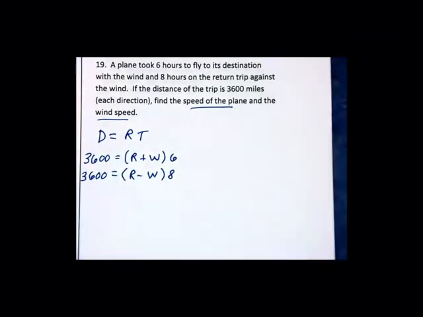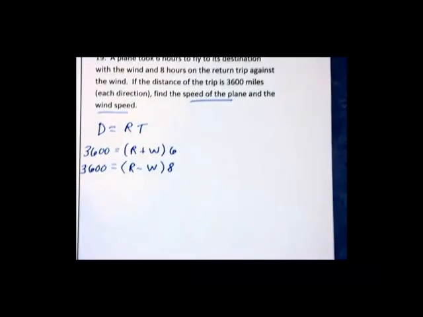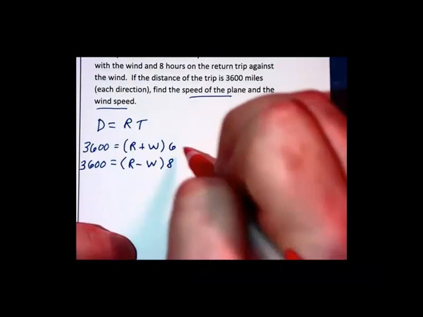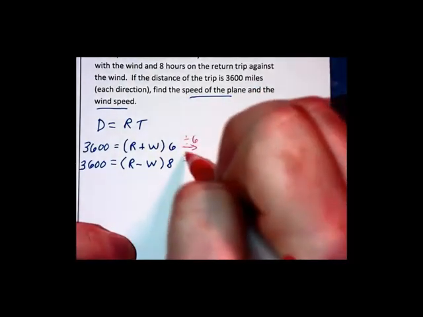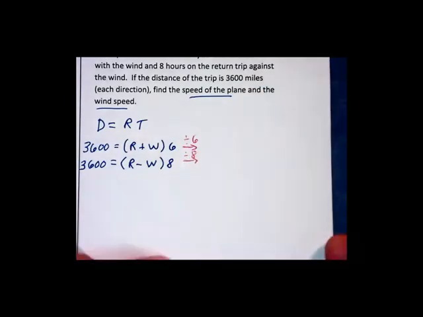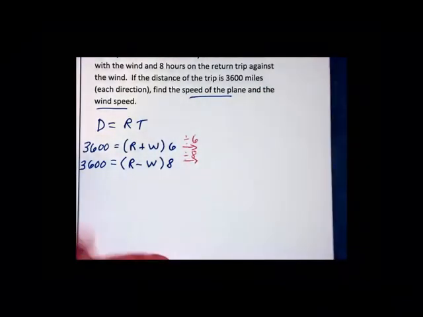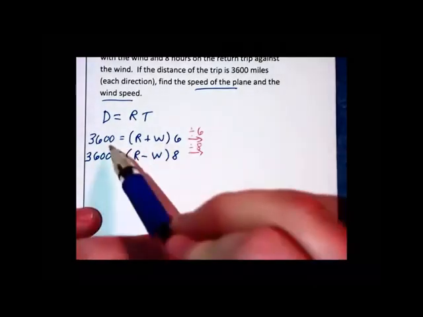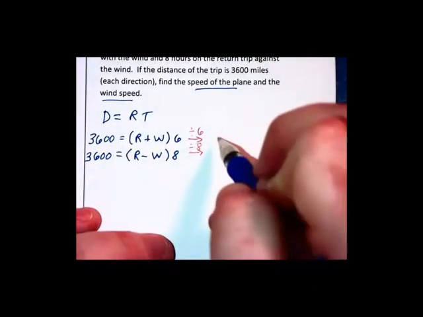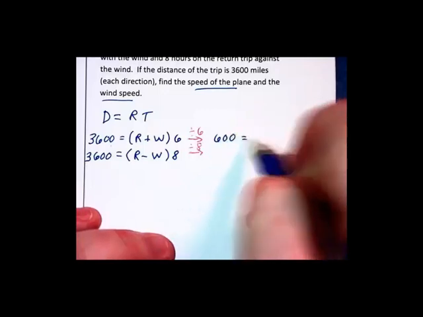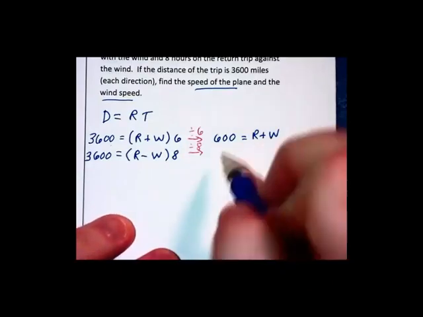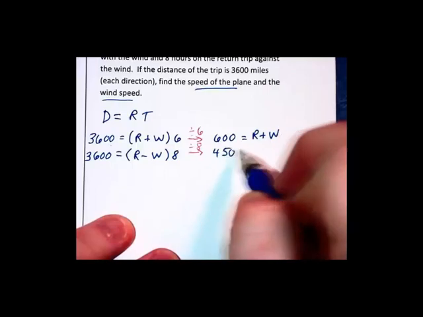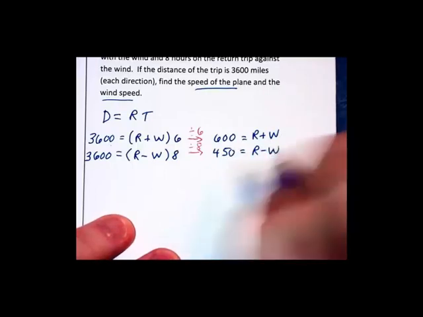And just as I showed you in the video that taught you this stuff, we can always divide through by that time. So we're going to divide through by 6 for the first equation and 8 for the second. We can't always do that, but in ALEKS it's always going to turn out that way. So 3,600 divided by 6 gives us 600 is equal to R plus W. And 3,600 divided by 8 gives us 450 is equal to R minus W.